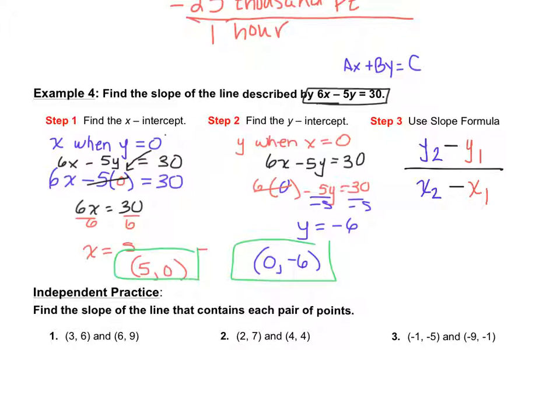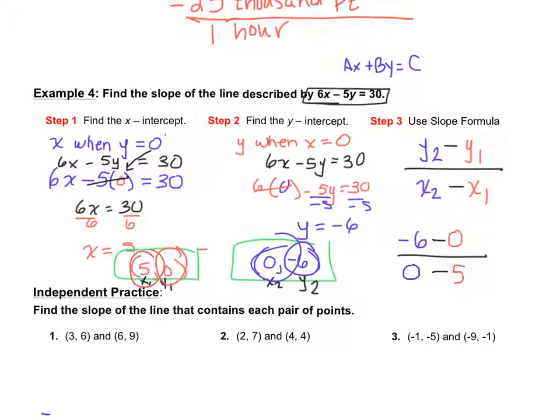We have this value as x1 and y1, and this one is x2 and y2. So when we plug in, y2 is -6 minus y1, which is 0, over x2, which is 0, minus x1, which is 5.